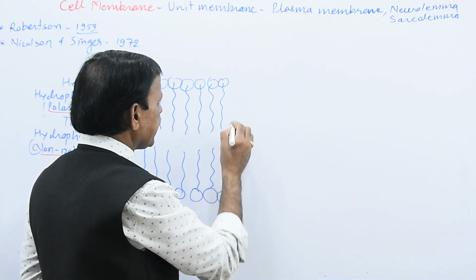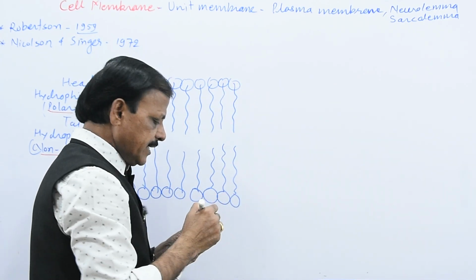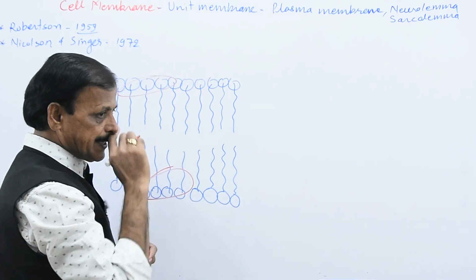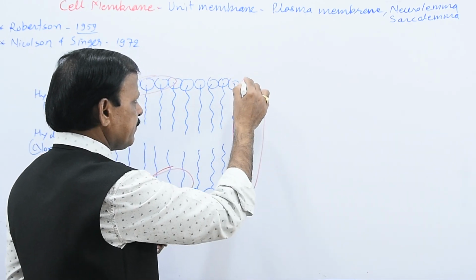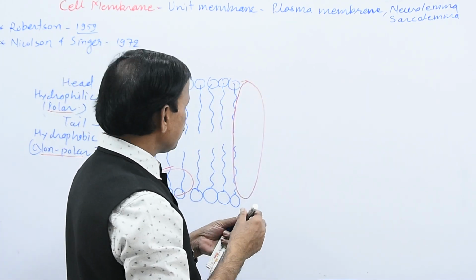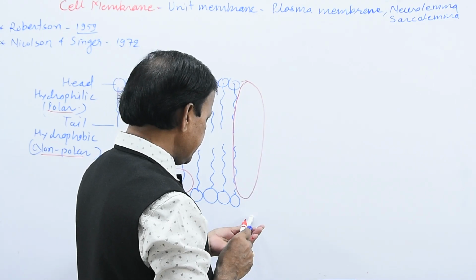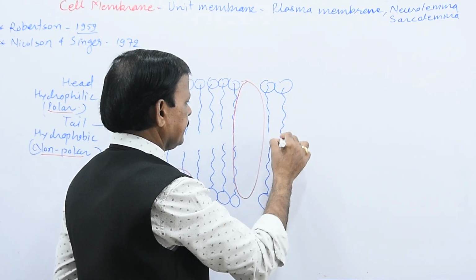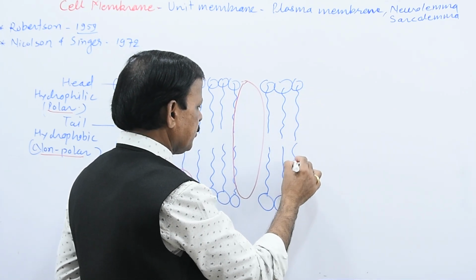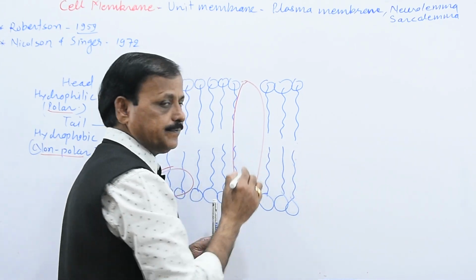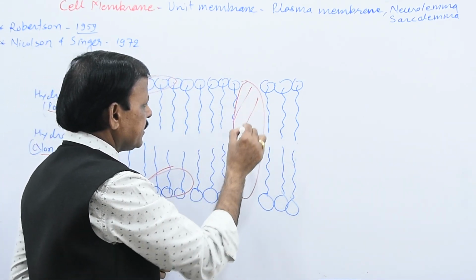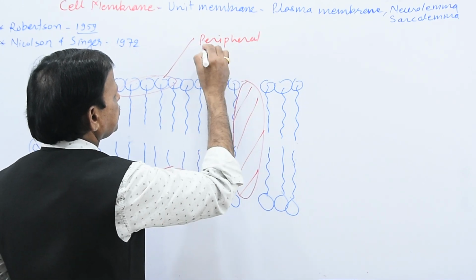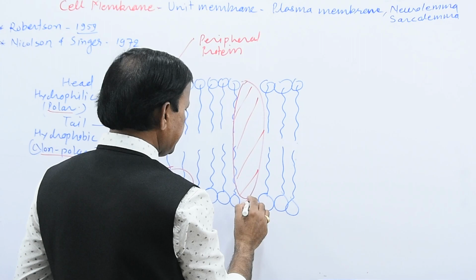Now how are the proteins arranged? They are either peripheral proteins, present just exposed on the surface, or integral proteins, which are completely and tightly held by the lipid layer. So they are present inside the lipid membrane. Here are the layers of lipids that hold this structure within. This is the integral protein and these are the peripheral proteins. So know about peripheral protein and integral protein.